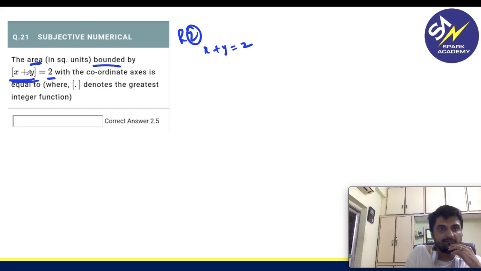Now observe. Mod of x plus y is 2, right?